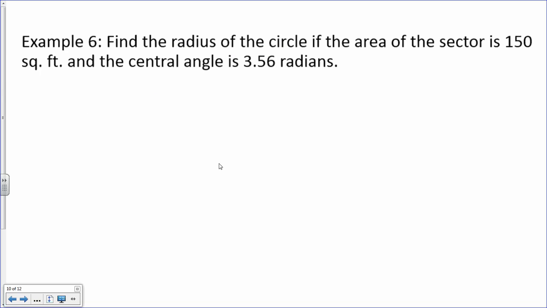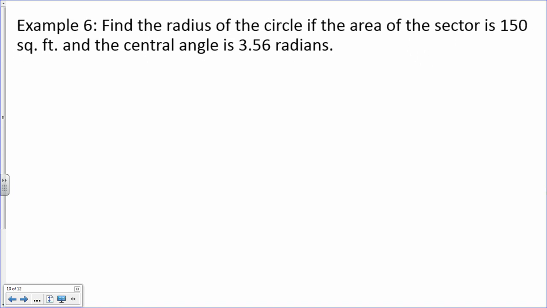For number 6, go ahead and write this one down. Unpause it whenever you're ready. Here I want to know the radius of the circle. I know the area of the sector is 150 square feet, so I was given area, and I know the central angle is 3.56 radians.